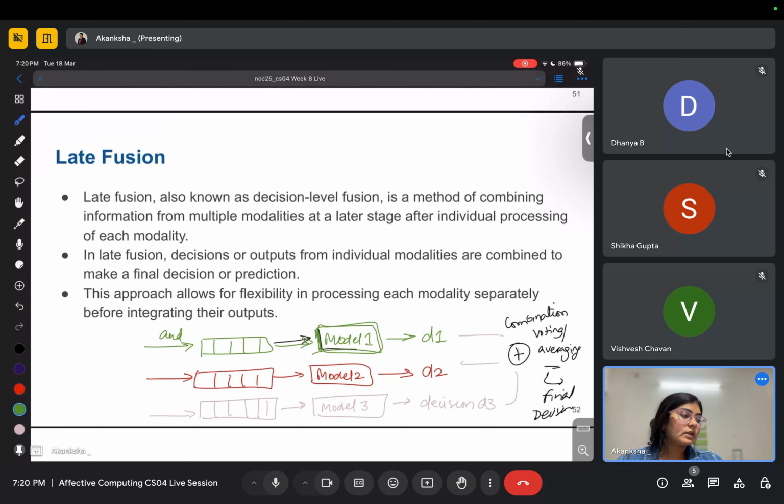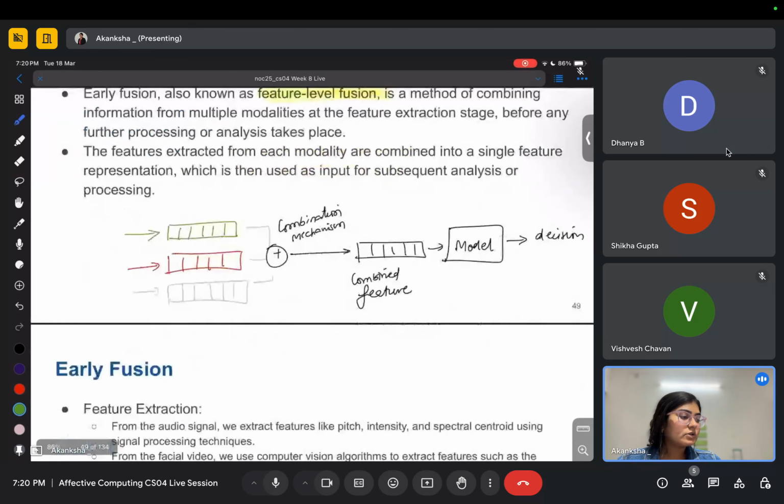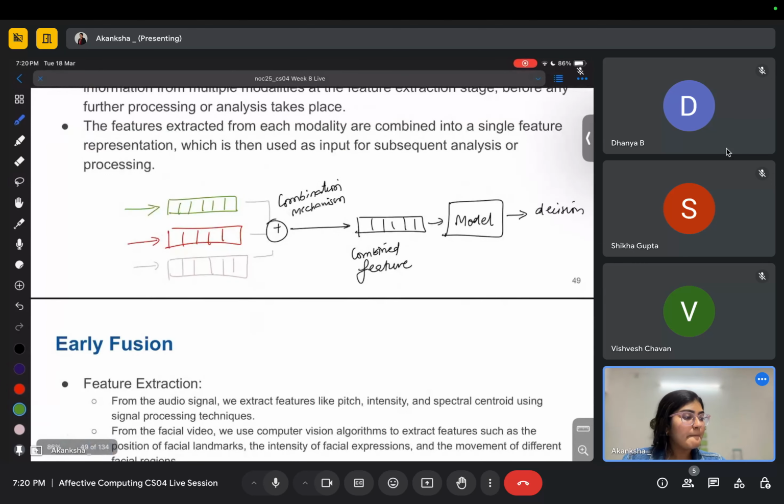But in this early fusion case, the model is designed for the combined modalities.